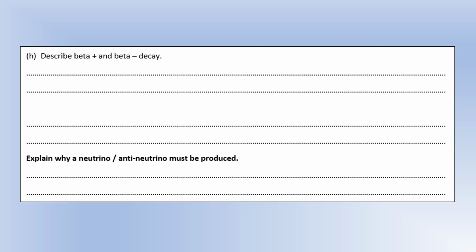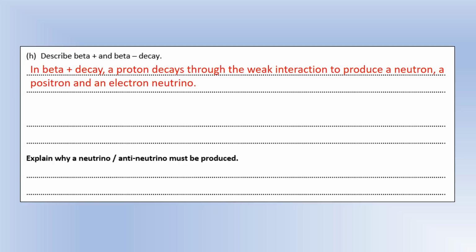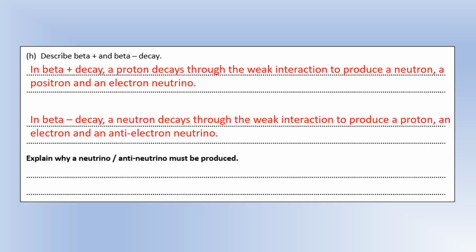Okay, so now we're going to use that model we've built to start thinking about types of nuclear decay that you will have come across. So first of all, beta plus decay. What happens is a proton decays through the weak interaction, which is another fundamental force, and that produces a neutron, a positron, and an electron neutrino. Whereas in beta minus decay, a neutron decays again through the weak interaction, produces a proton, electron, and an anti-electron neutrino.